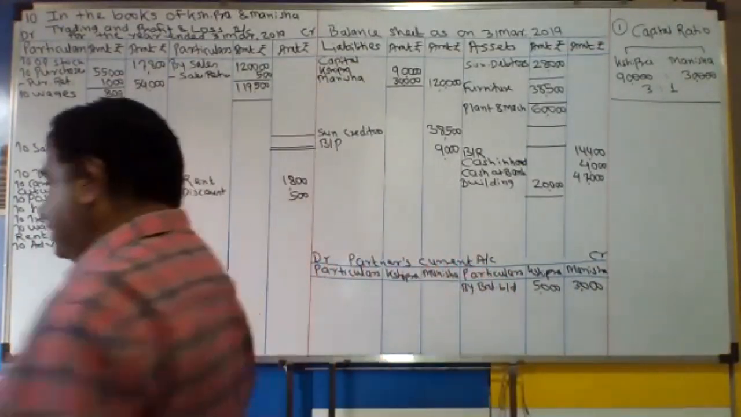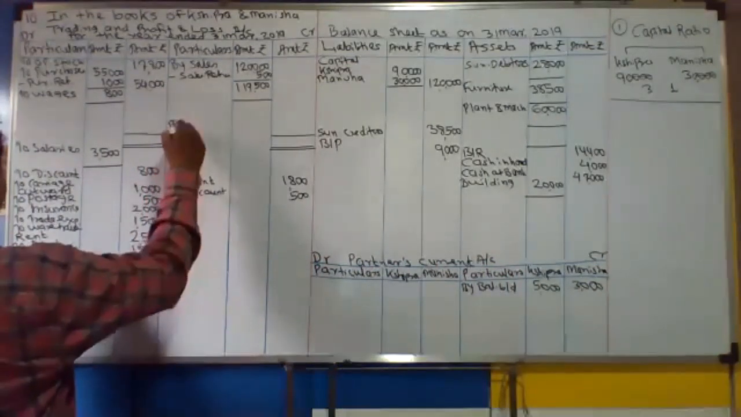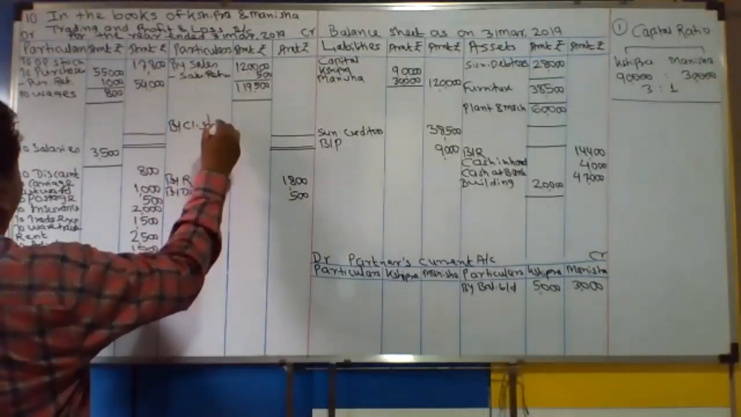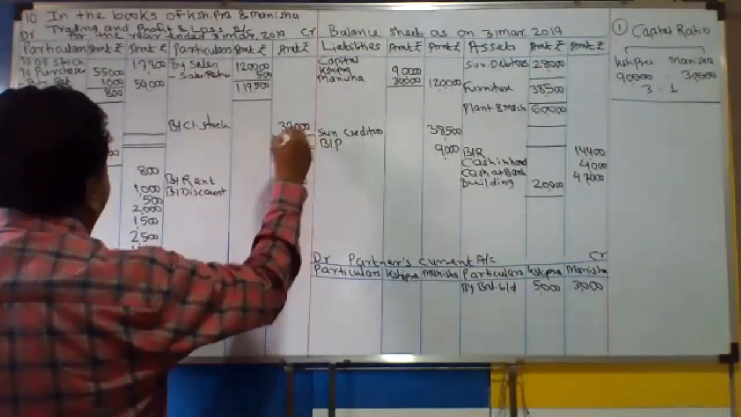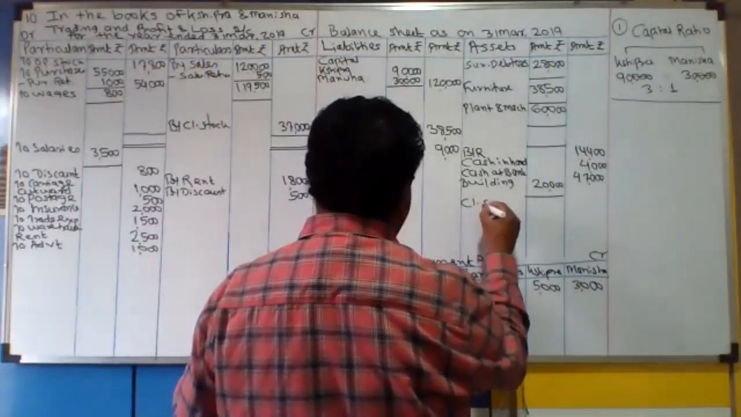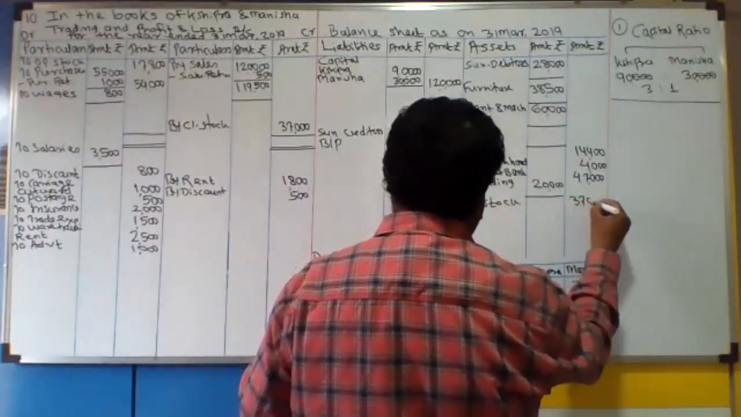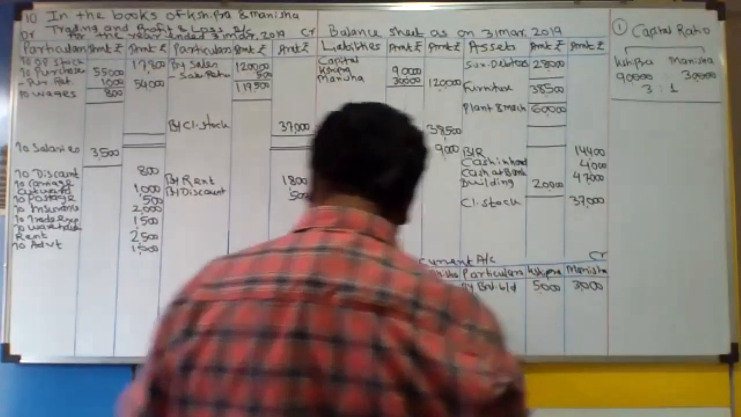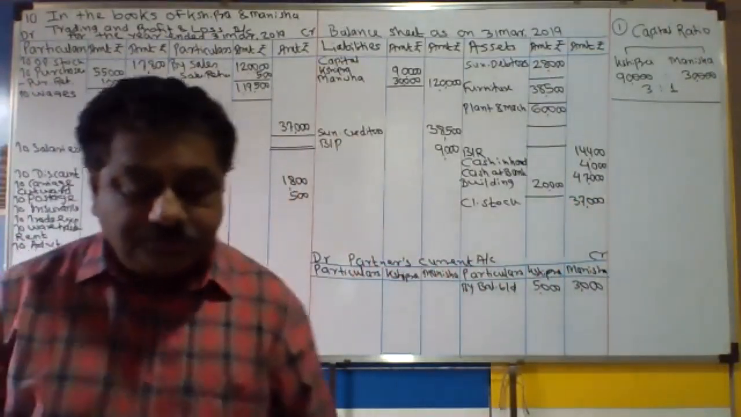Closing stock 37,000. Double effect of the closing stock: trading account credit, and to be recorded in balance sheet assets. Closing stock 37,000. Second adjustment, as I told you, it is new for you.